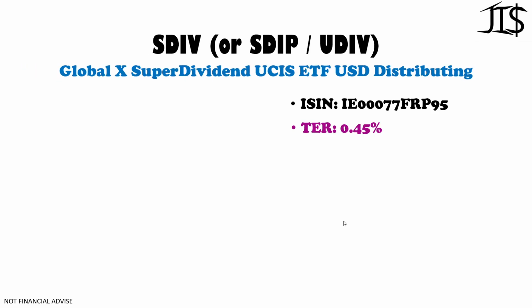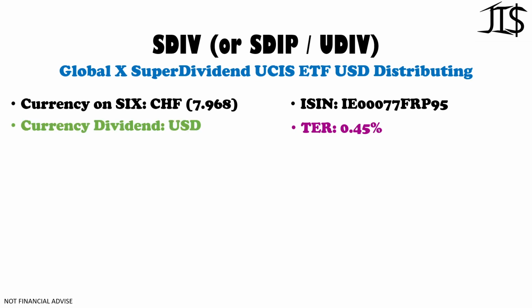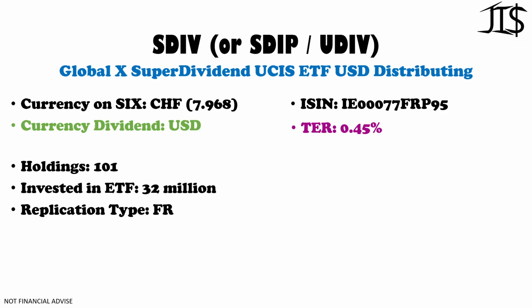And then you have the SDEV. That's the Global X Super Dividend UCITS ETF, US dollar distributing. I forgot the T here. It has a total expense ratio of 0.45. It trades in Swiss francs, and it's almost 8 francs. It pays out in US dollar. It has 101 holdings, and there is only 32 million invested in it, and it's fully replicating.